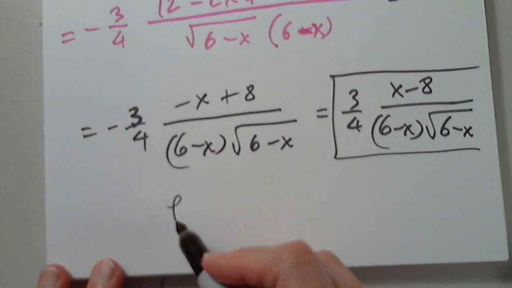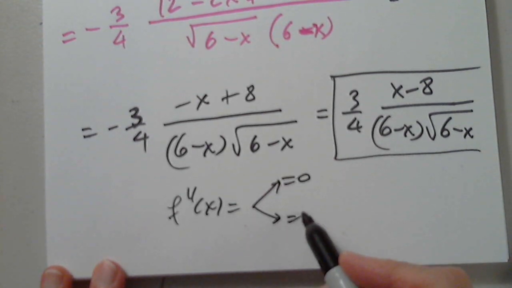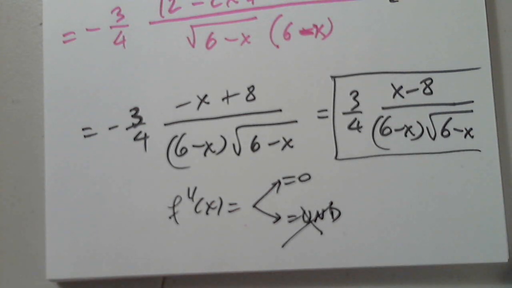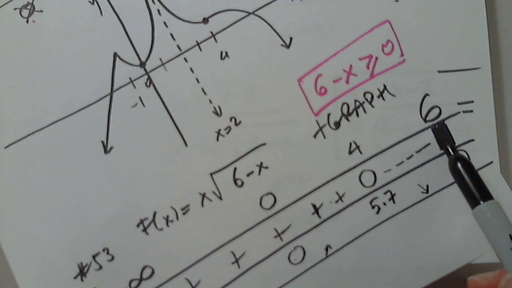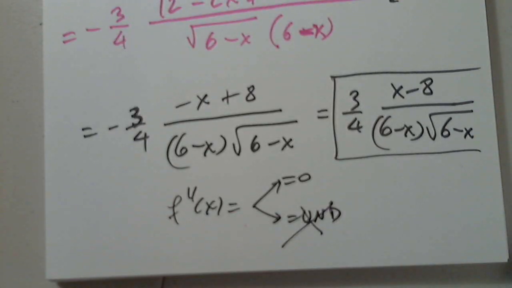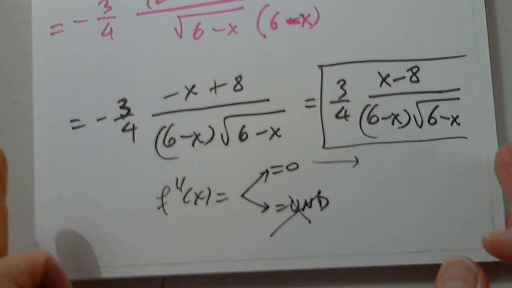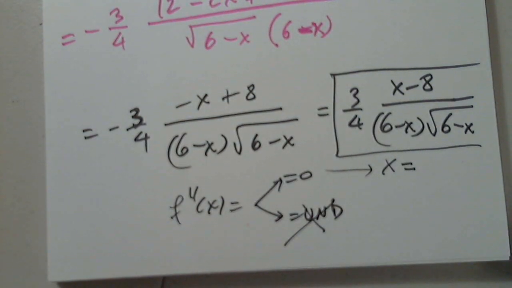So now we want the second derivative to either be 0 or undefined. It's already done. We already established that the second derivative will not be defined at 6 because the first derivative is not defined at 6. So that is already done. So when is this expression 0? When x is eight. Yes. Excellent.